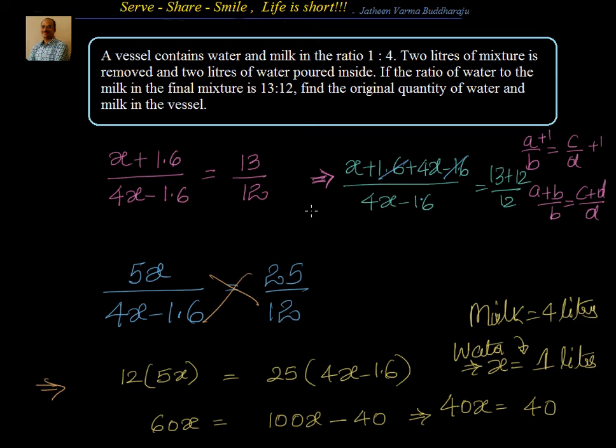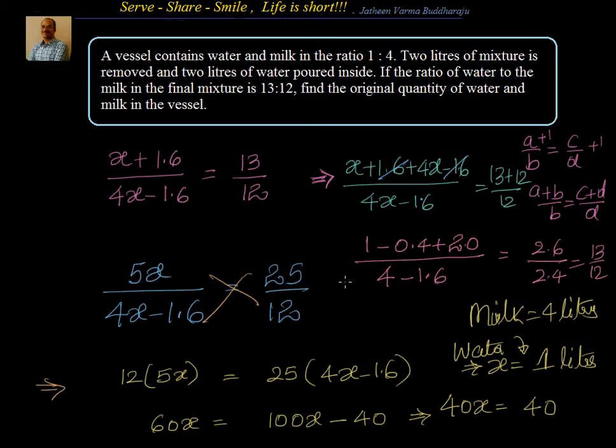Now let's cross check this. We have been given 1 liter and 4 liters. From 1 liter we have removed 0.4 and we have added 2 liters, and from the milk we have subtracted 1.6. If you simplify that, it will be nothing but 2.6 by 2.4, which is nothing but 13 by 12. You can check that. So we are good to go.